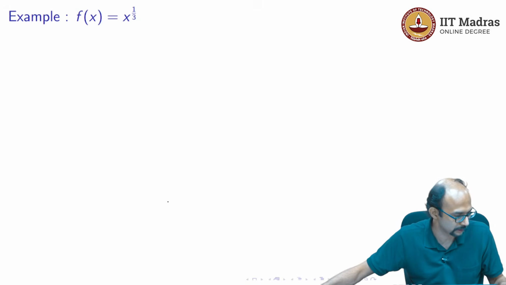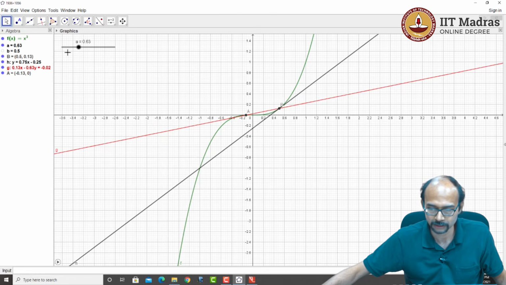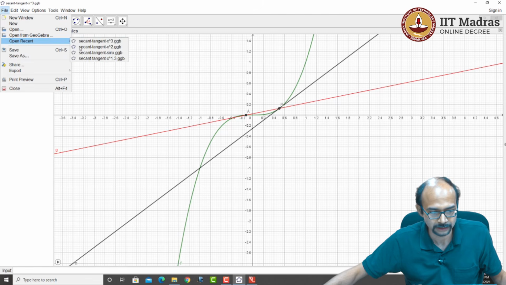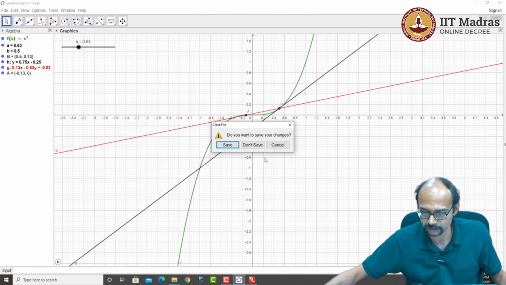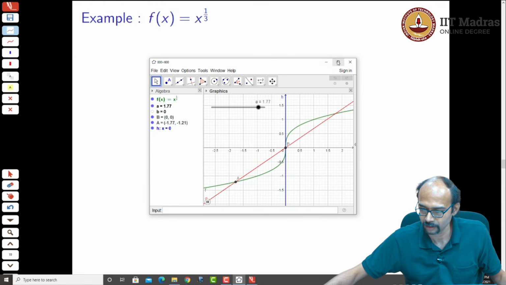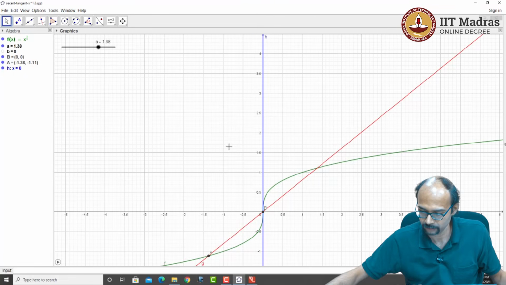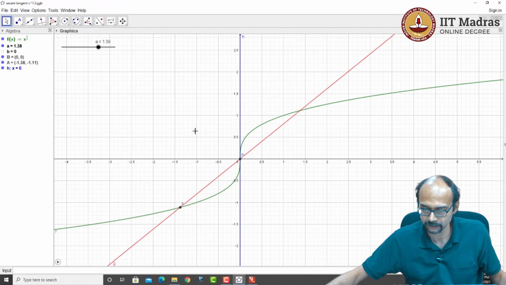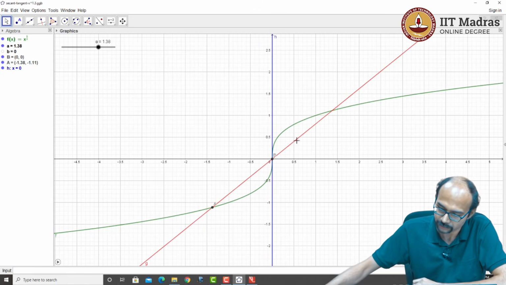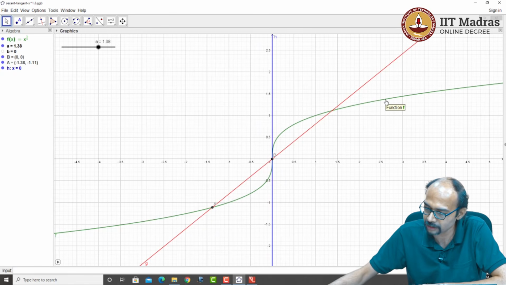So, for this example, let us go back to our animations. So, here is x to the power 1 by 3. Let me bring this into the middle. Okay. So, here the green curve is the graph of the function. So, this function is x to the power 1/3. The red line here is the secant. So, that is the line joining B, which is the point 0 0, and the point A, which is going to move towards B.